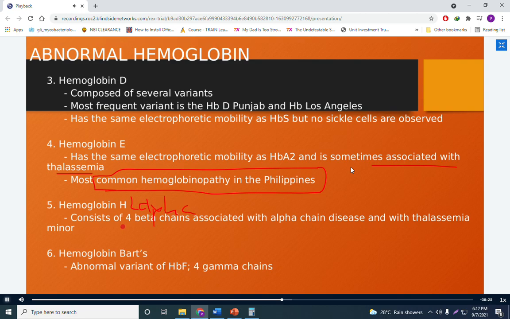So normally class, di ba, 2 alpha, 2 beta kayo. But in this case, naging 4 beta chains lahat. Nawala yung 2 alpha. Then, sa hemoglobin Bart's class, abnormal variant ng hemoglobin F. Di ba ang fetal hemoglobin class is 2 alpha, 2 gamma. Ang nangyari, nawala si 2 alpha. Naging puro gamma na lang sila. 4 gamma chains. Pag tinanong kayo, the type of hemoglobin with 4 beta chains, it's your hemoglobin H. The type of hemoglobin with 4 gamma chains, it's your Bart's hemoglobin.